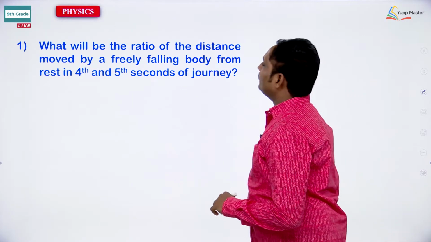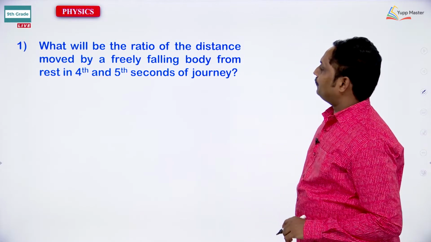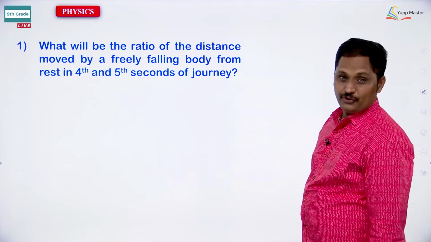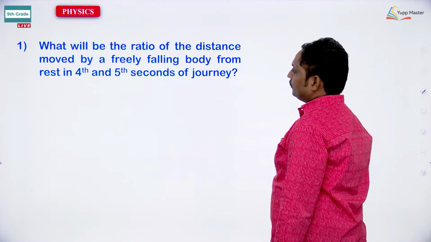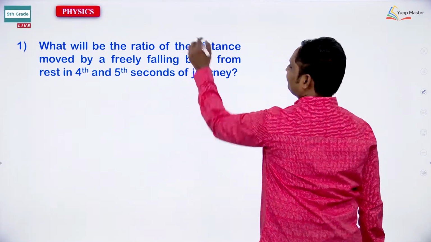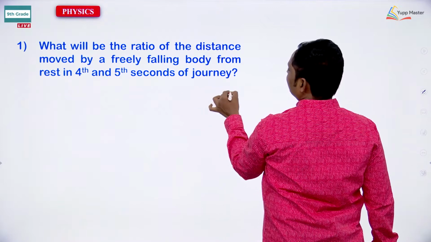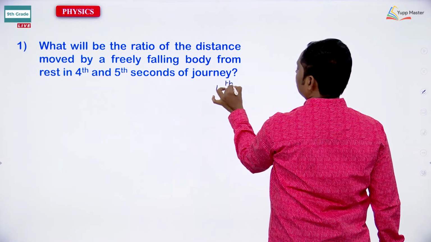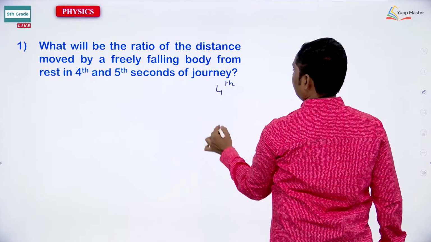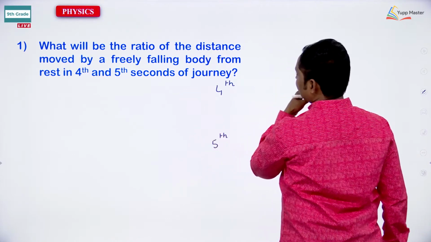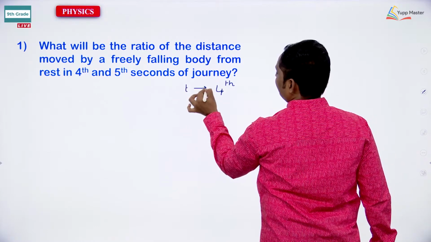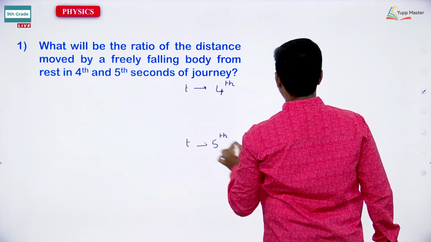So, what will be the ratio of the distance moved by a freely falling body from rest in the 4th and 5th seconds of its journey? Easily we can solve this problem, that is, we know very well about the 4th and 5th second. Right. So, you will take the time they have given, t.